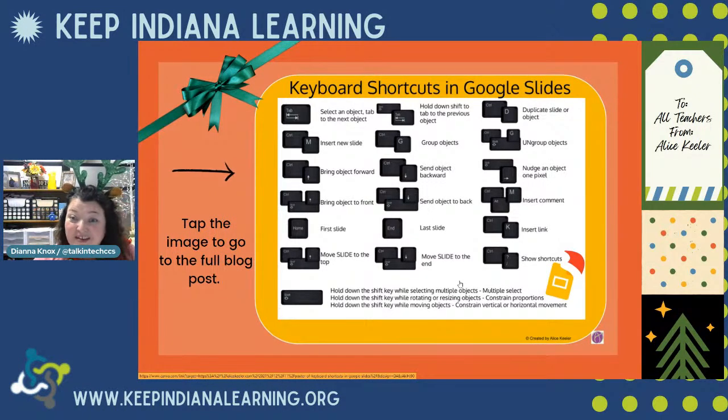I'm going to pick my favorites. I really like the Shift and the arrow keys to nudge a pixel or two, because sometimes when I'm dragging with my mouse, it moves too much at once. But being able to nudge it a pixel at a time really helps you design with some intent and some care.